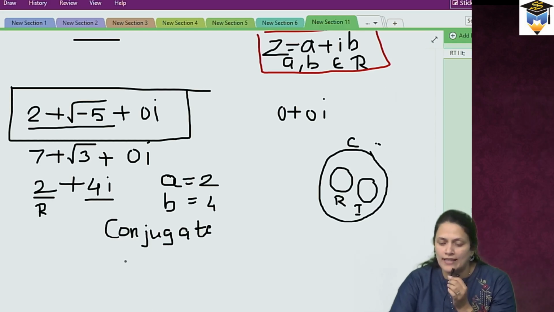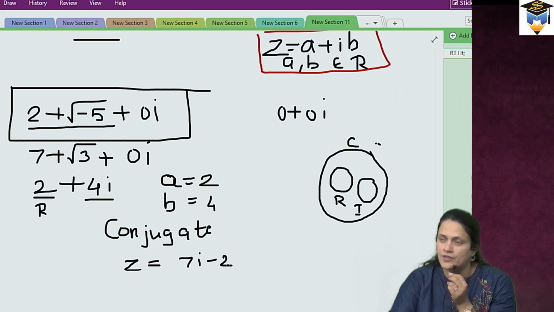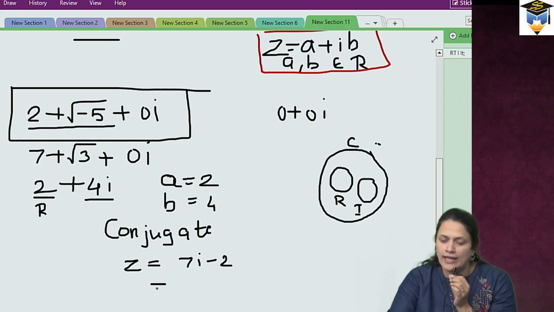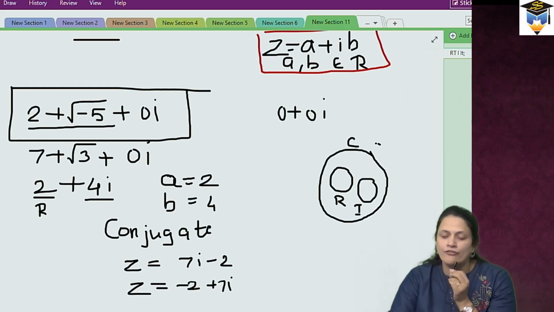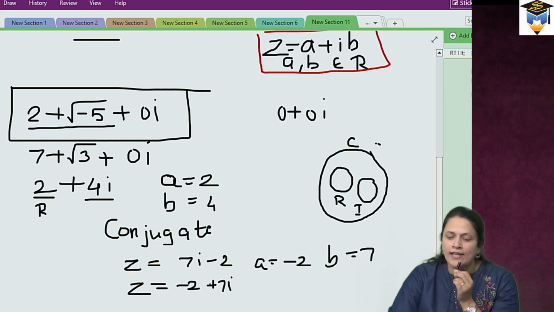Now, all of us know that z is nothing but a complex number. So, if I write down the number as 7i minus 2, is it in the original form? What is the form of z? a plus ib. Is it in the original form? No. Convert it to original form. So, how will you do that? I am going to write down z as minus 2 plus 7i. Now, what are the values of a and b? a is equal to minus 2, b is equal to plus 7. So, now this is my complex number.